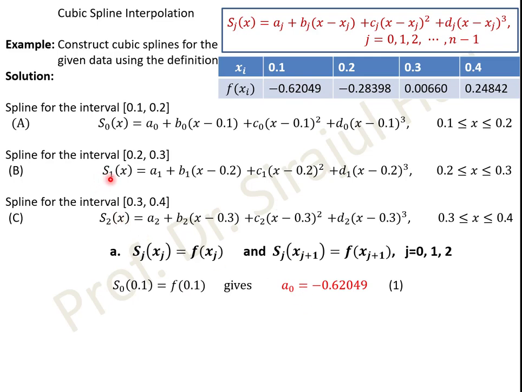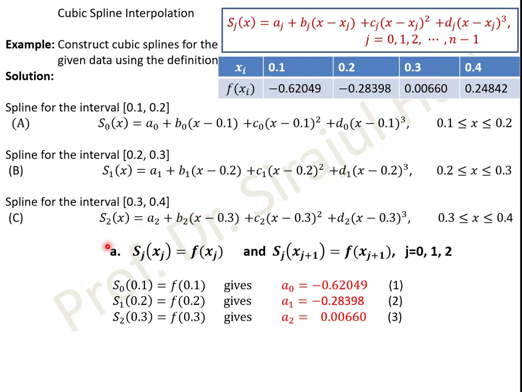Similarly, let's replace x by 0.2 in S1. When we replace x by 0.2 in S1, we are getting f of 0.2, which is this value. So when you replace this x by 0.2, this portion will become 0 and we will be left with a1 only, which is equal to f of 0.2, and f of 0.2 from the data is given to us, which is minus 0.28398.